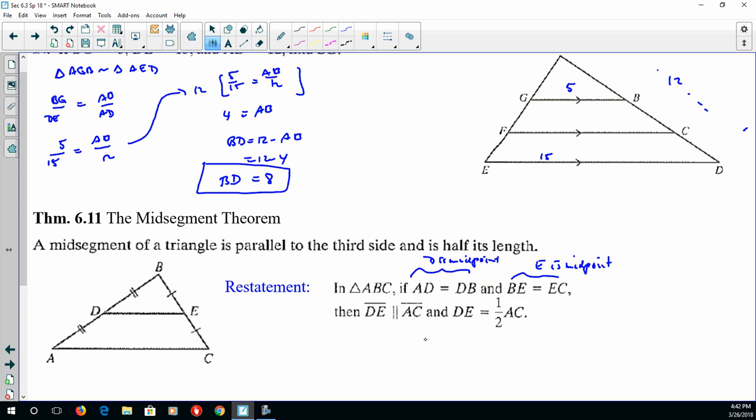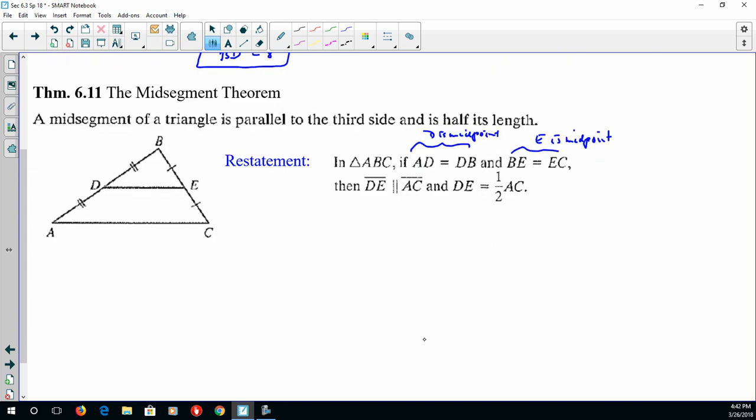So now, what I want to show, I want to get some things parallel. If I can get this angle and this angle to be congruent, then I'd have two lines cut by a transversal with corresponding angles congruent. That'd make those two lines parallel. So let's see if I can do that. Okay, first, here's my proof.